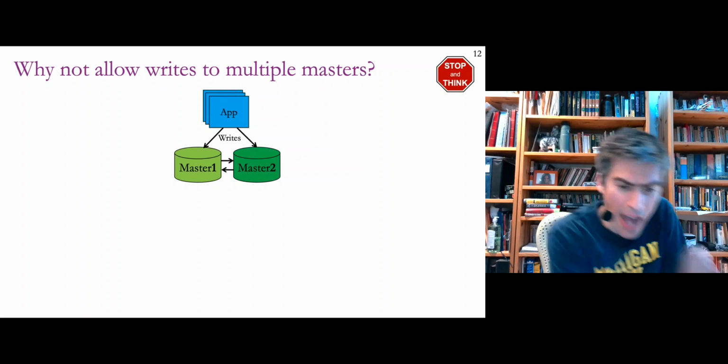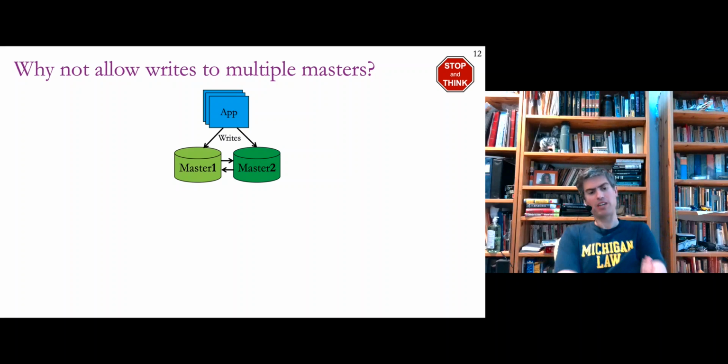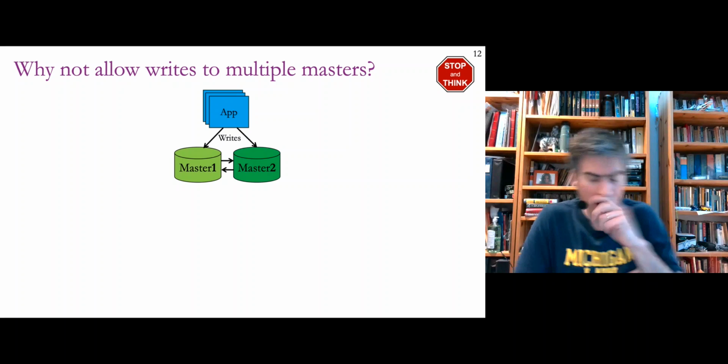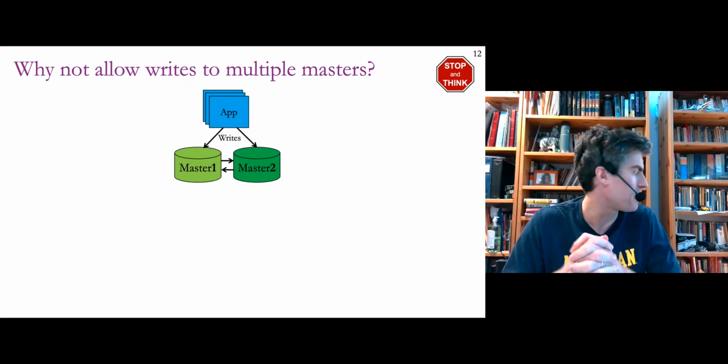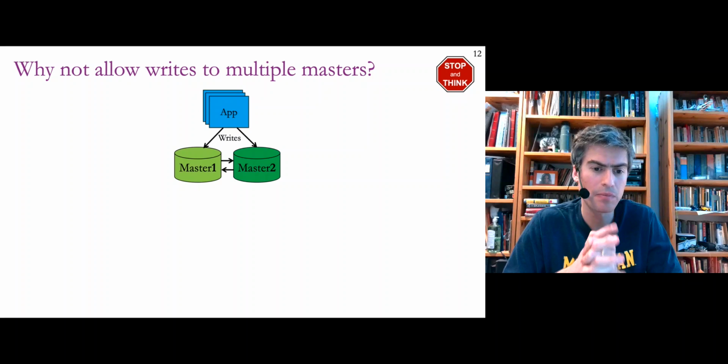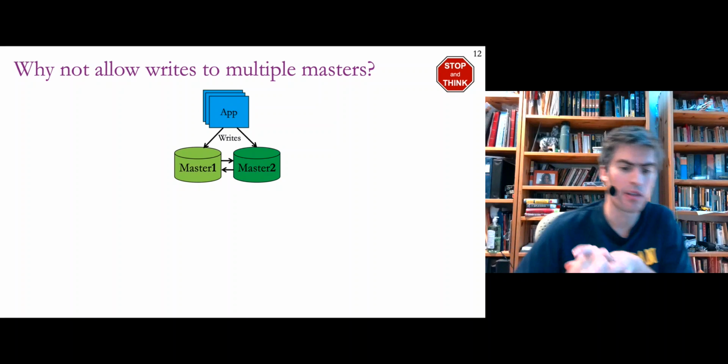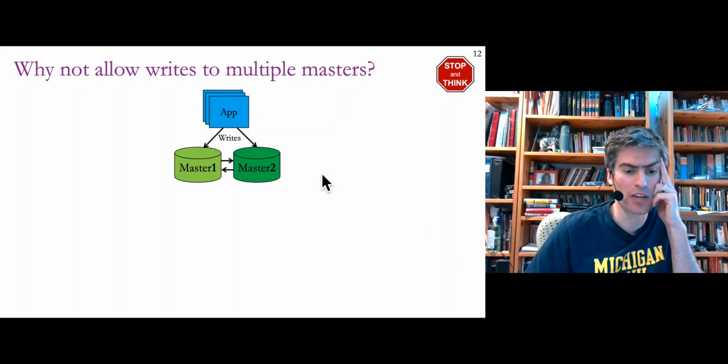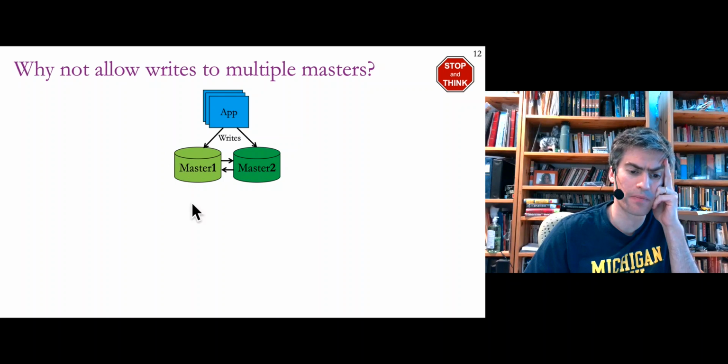Okay. Now, we've introduced the idea of multiple masters, but why? Let's come back to that other big shortcoming of these relational databases with replication, which is that we only had one location for writes, and so this main master was a bottleneck for writes.